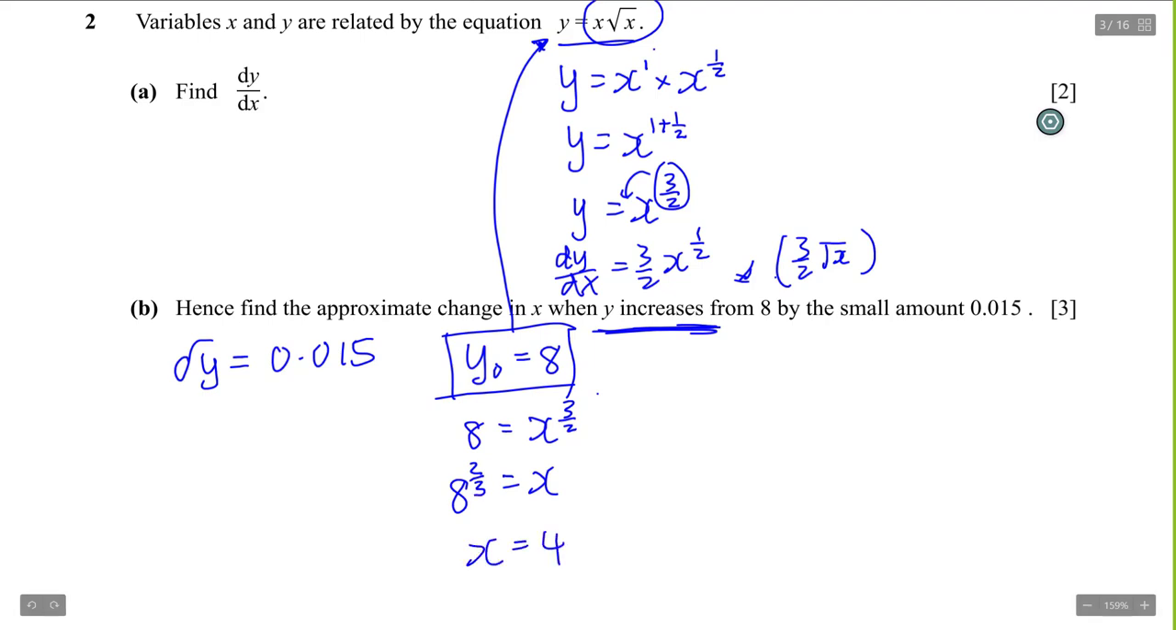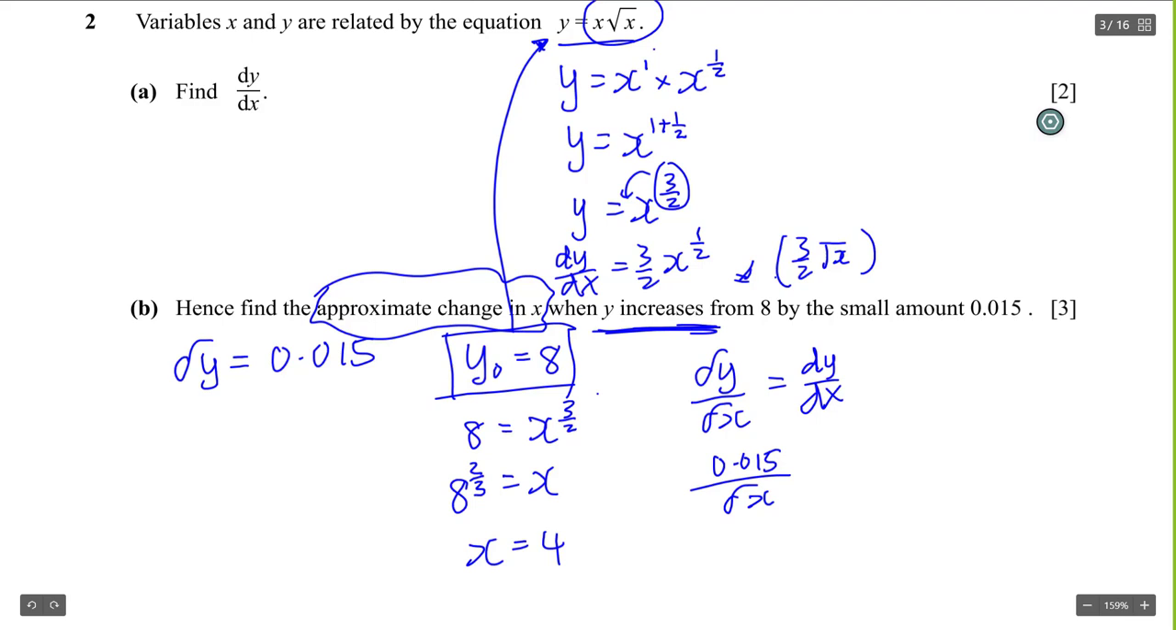Okay, so I know change of y over change of x equals dy dx. So change of y is 0.015. Change of x is what we need to find because they asked us to find the approximate change in x. Do you see that? Yeah, just in case you cannot see it. So we have the dy dx, we already done just now. So this one will be 4 power half.